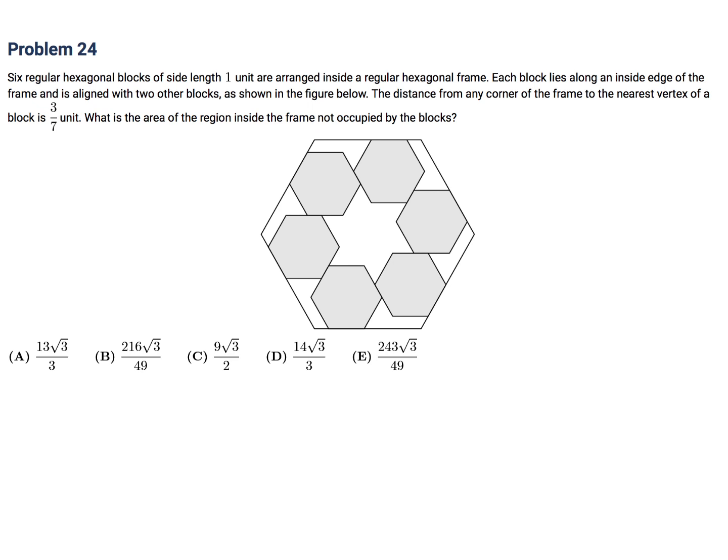6 hexagonal blocks, regular hexagonal blocks of side length 1 unit, are arranged inside a regular hexagonal frame. Each block lies along an inside edge of the frame and is aligned with 2 other blocks, as shown in the figure below. The distance from any corner of the frame to the nearest vertex of a block is 3/7 unit. What is the area of the region inside the frame not occupied by the blocks?